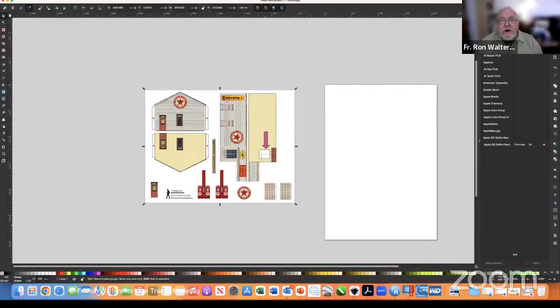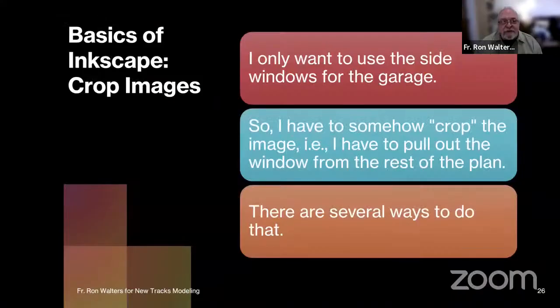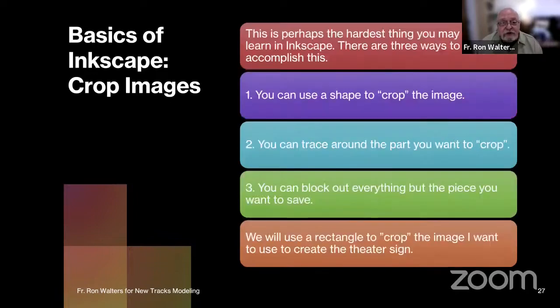So I need to know how to crop this picture. I only want to use the side windows for the garage. So I have to somehow crop the image. That is, I have to pull out the window from the rest of the plan. There are several ways to do this in Inkscape. I'm going to use the one that I'm most familiar with, or that I learned from the guy who does the N-scale model of Chandwell in England. He's the one I learned all of this from by watching his videos on YouTube.